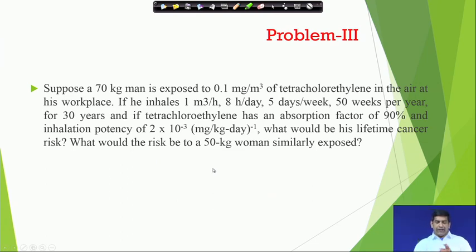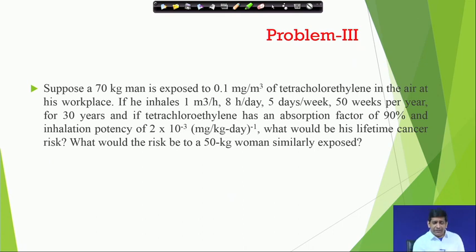In the third problem, again, a 70 kg man is exposed to 0.1 milligram per meter cube of tetrachloroethylene, which is TCE, at his workplace. He inhales 1 meter cube per hour, 8 hours a day, 5 days a week, 50 weeks per year, and 30 years. Tetrachloroethylene has an absorption factor of 90%, and the inhalation potency is 2 times 10 to the power of minus 3. What would be his lifetime cancer risk, and what would the risk have been had a 50 kg woman been similarly exposed? So, rather than a 70 kg man, it is a 50 kg woman.